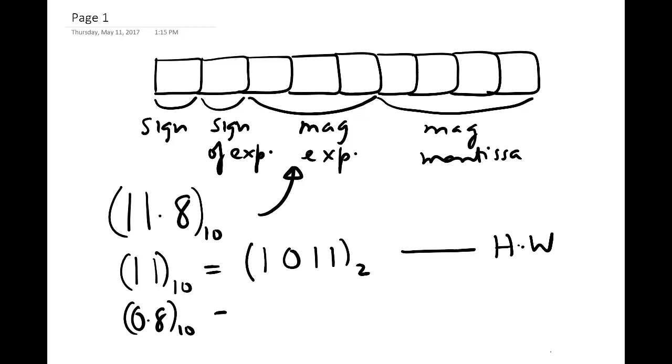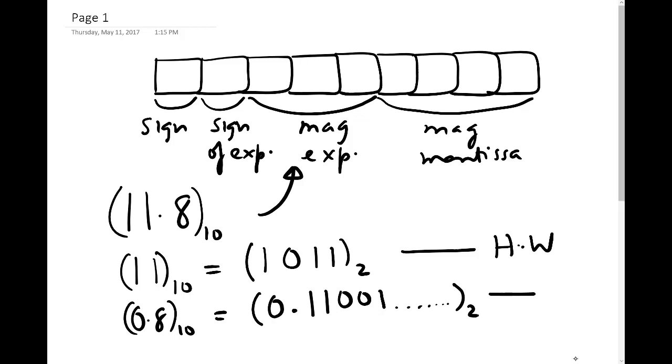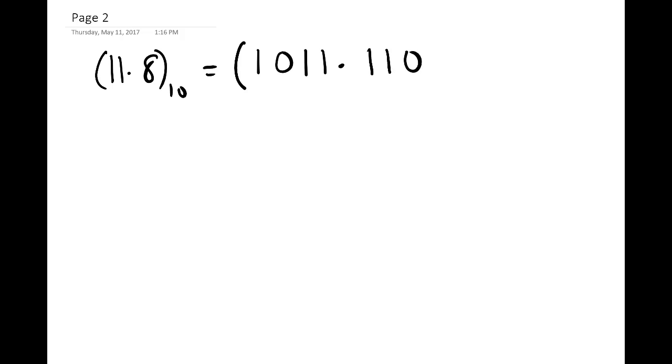0.8 base 10 will be 0 radix point 11001 and keeps on going, base 2. And you can do this also as homework because this is covered in a previous video. So if we want to see 11.8 base 10 written as a base 2 number, then it becomes 1011, which is the equivalent of 11, and then radix point, and then we'll have the equivalent of 0.8 in base 10, which is 11001 base 2, which we just wrote.